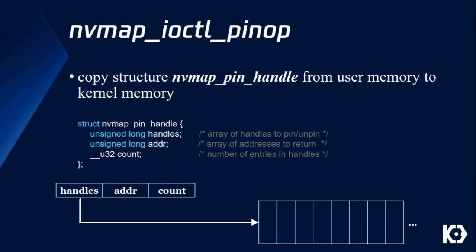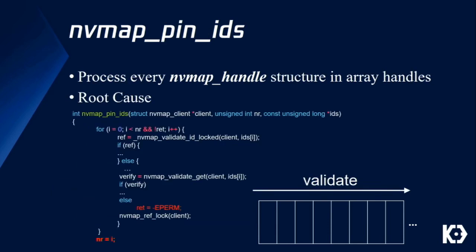The pointer handles points to an array of pointers to nvmap_handle. And in the deeper function, nvmap_pin_ids will invalidate every nvmap_handle structure in this array from start to end in a for loop.